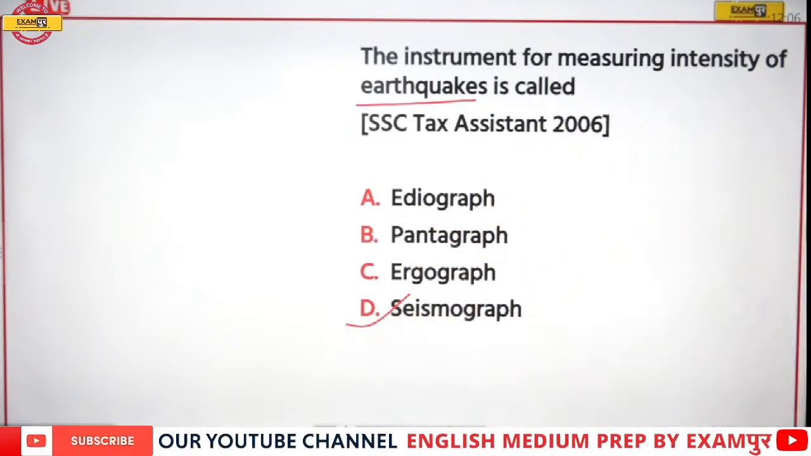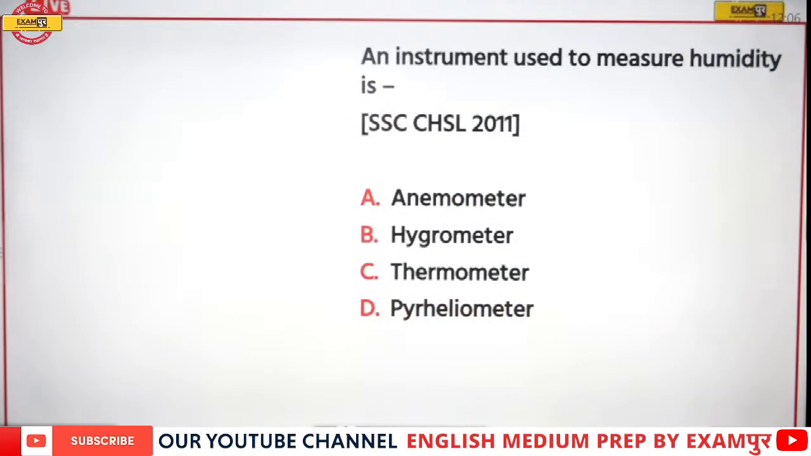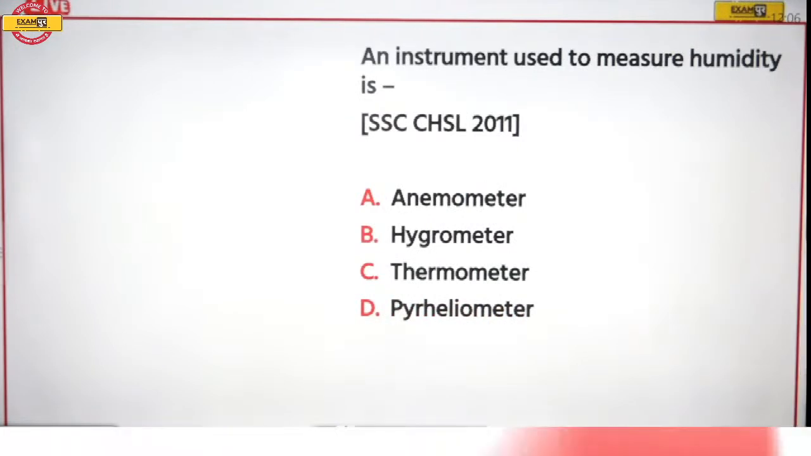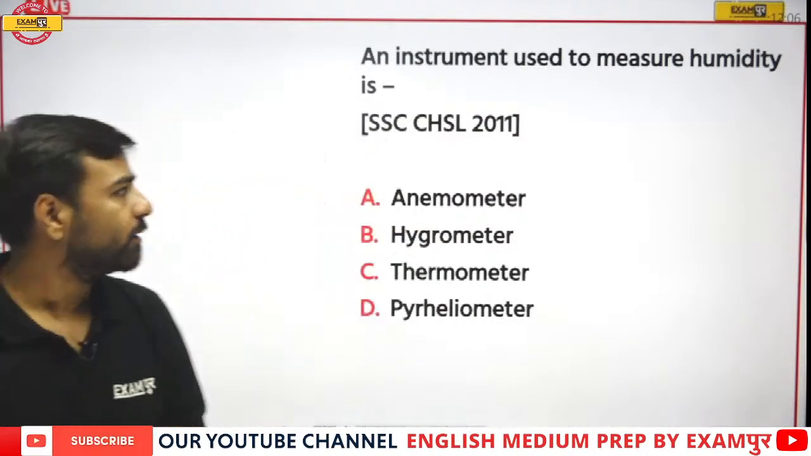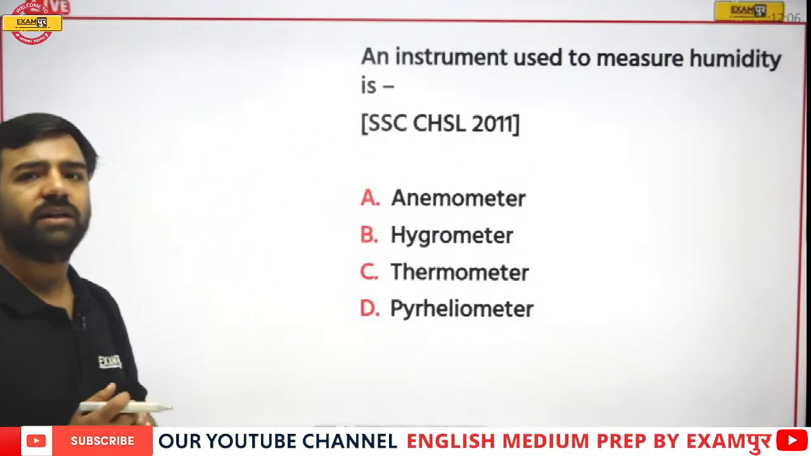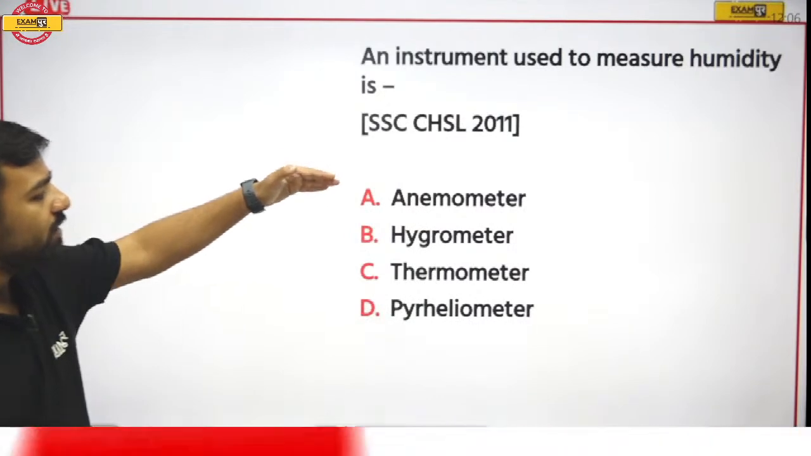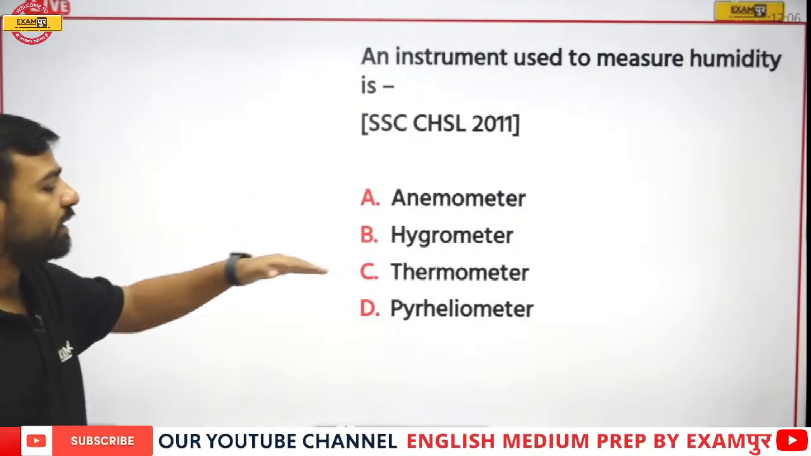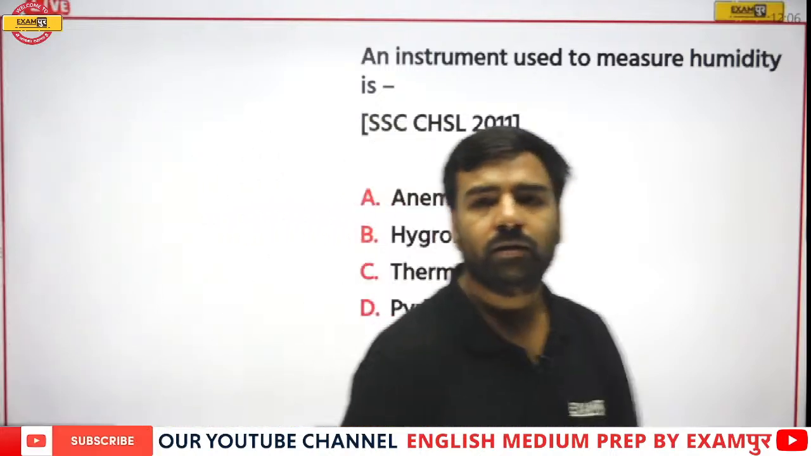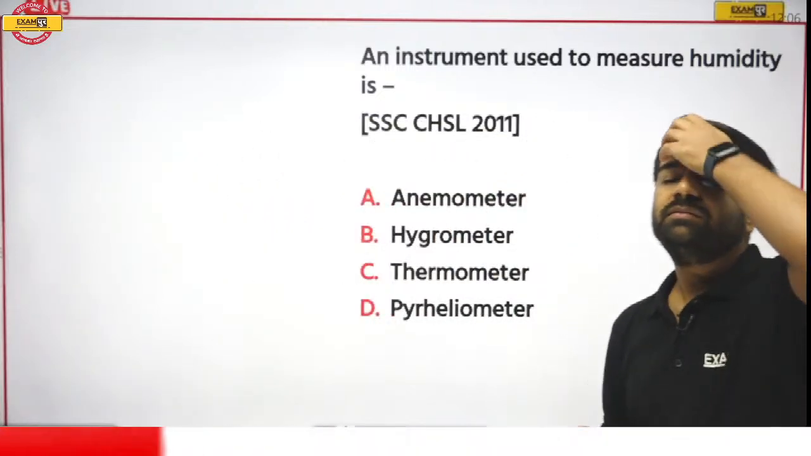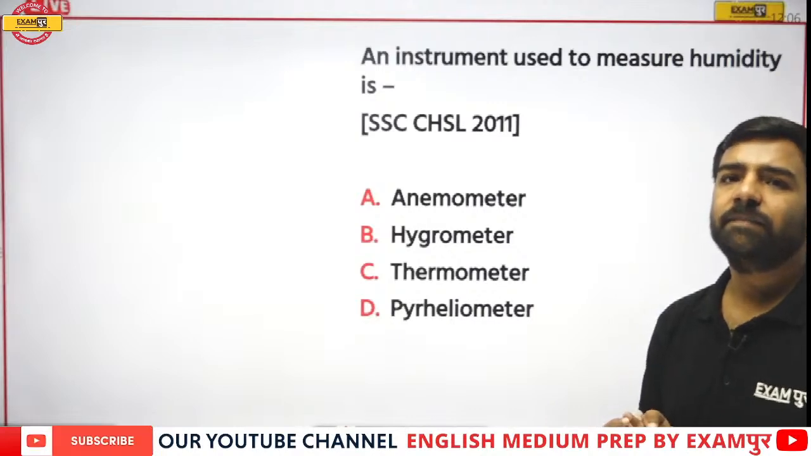That is seismograph. Next, an instrument used for measuring humidity is what? So this is from CHSL 2011. What is going to be the correct answer? Is it anemometer? Is it hygrometer? Is it thermometer? What is it? Waiting for the answer. Option A, B, C, D.